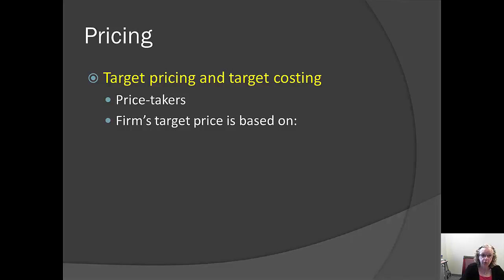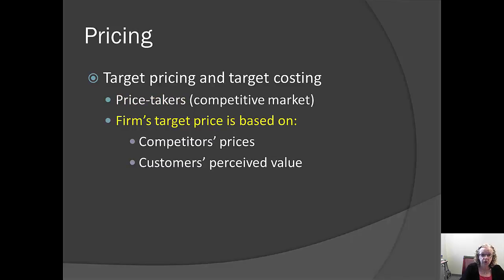Most firms are price takers. That means that they operate in a competitive market, and it is the market itself, not the individual firms, that sets the price. Because of that, the firm's target price is going to be based on the competitors' prices and whether customers perceive any extra value in our product's particular combination of benefits.